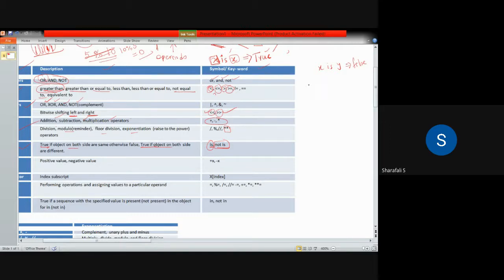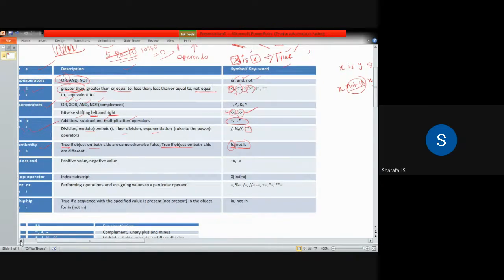Okay, and also we have "is not". If I consider "is not", it operates opposite to "is": if they are the same, it gives you false. So if the objects on both sides are different, then only "is not" will give you true. If they are the same, it will give you false. Okay, I will explain that while doing the program.